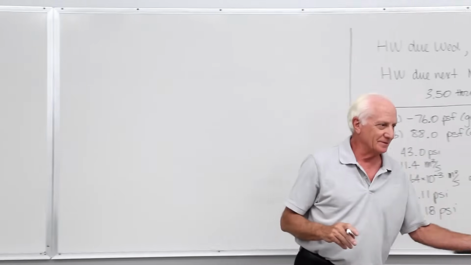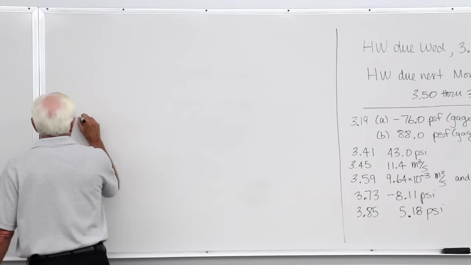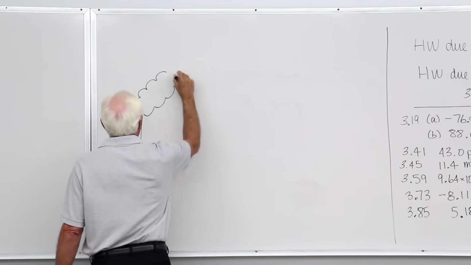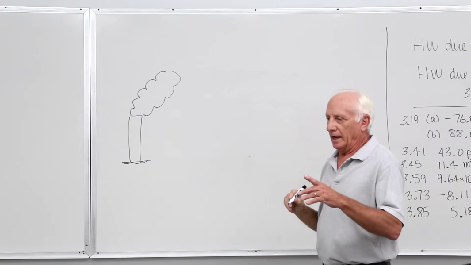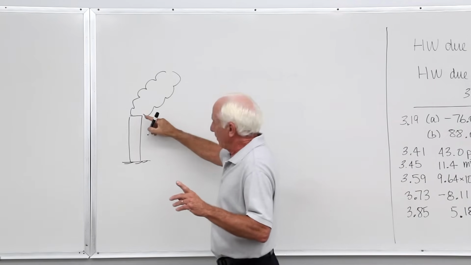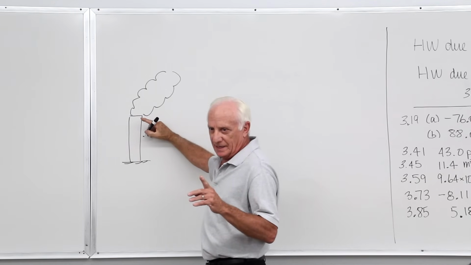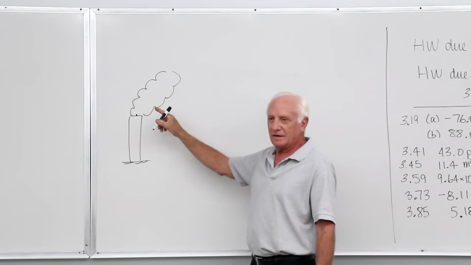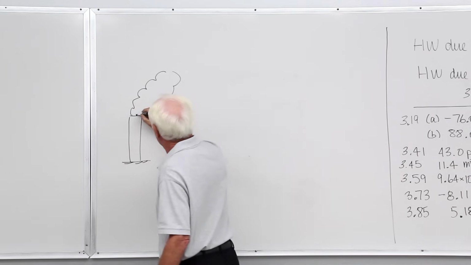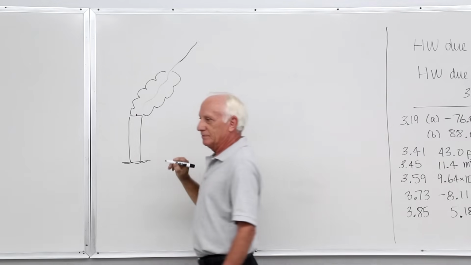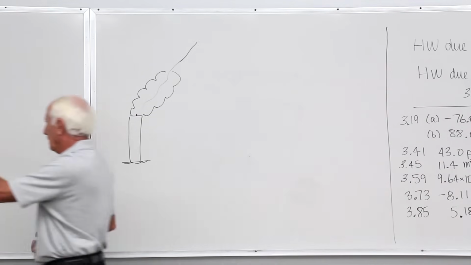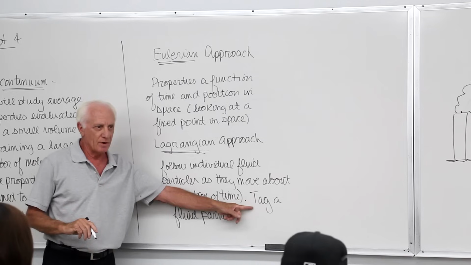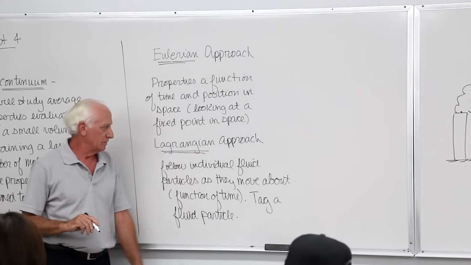The example that our textbook gives is smoke from a chimney. If you want, when a particle of smoke leaves a chimney, I take out my can of spray paint and give it a pretty color there. And I watch that particle of smoke as it goes up here and keeps going. I'm following individual fluid particles. I tag the smoke particle with spray paint and watch it go out. Lagrangian approach.